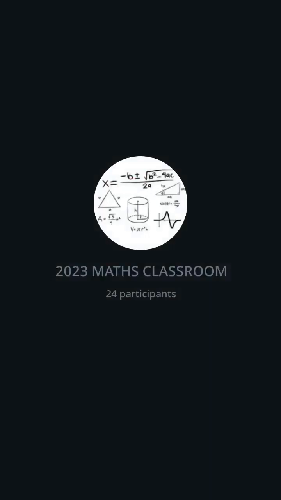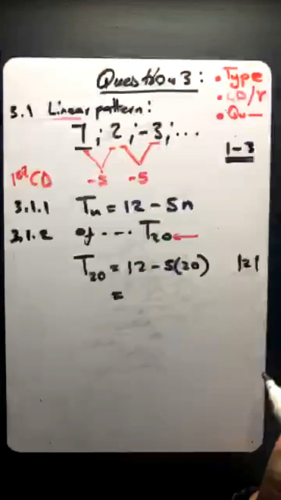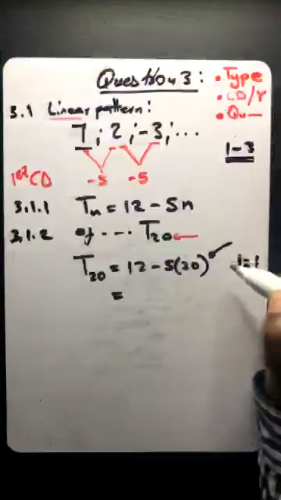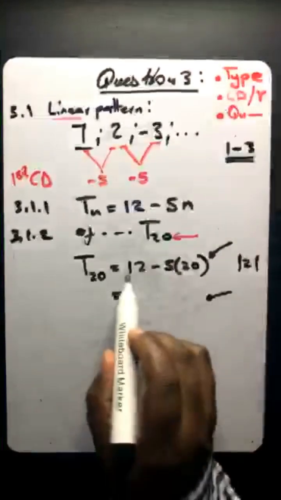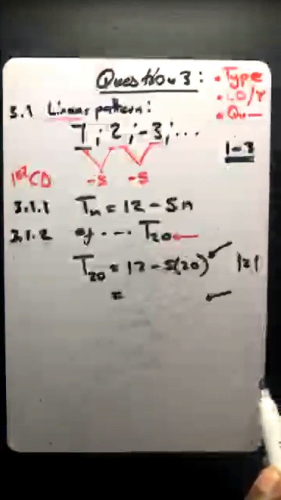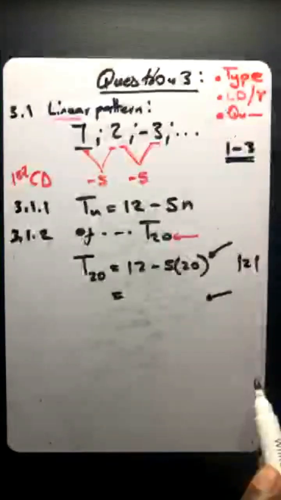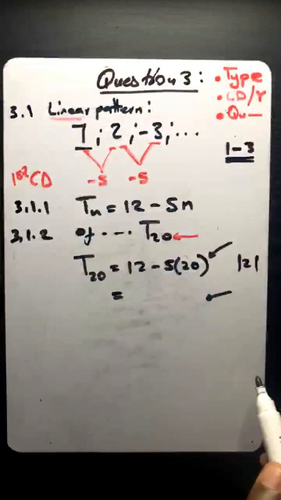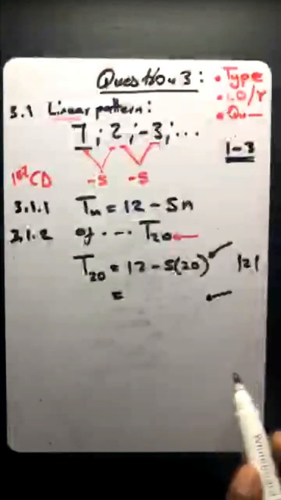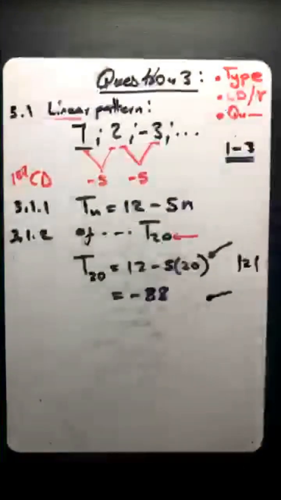So it's believable that you'll get a mark for correct substitution and for your final answer. So what is the answer for that? I think it's 100 minus 12, which is a negative number. Is it negative 88? What is that? Negative 88. Yes. Negative 88.